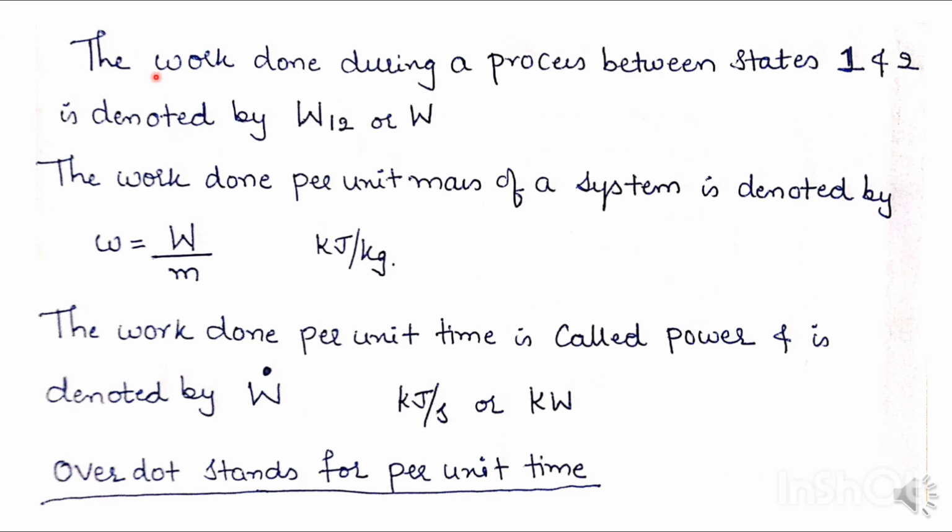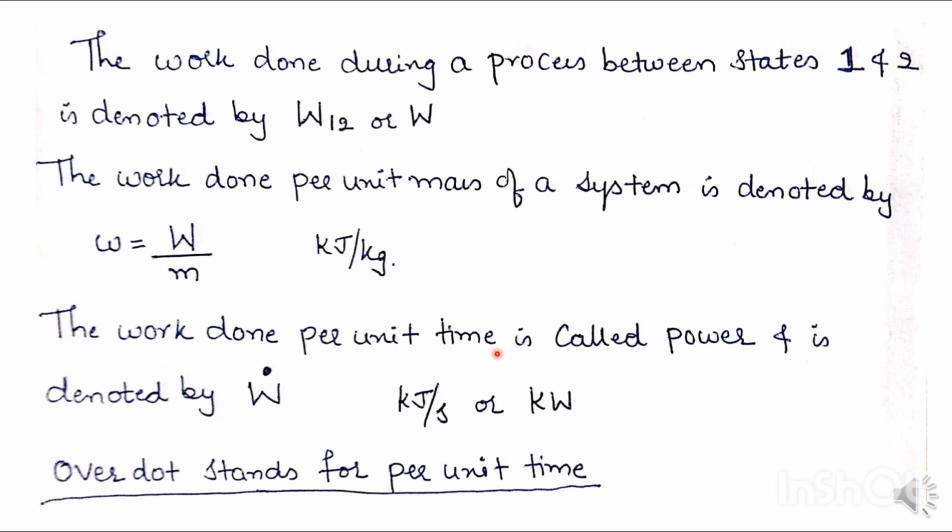Similarly, how we have written for heat transfer, here also we will write for the work done. The work done during a process between states 1 and 2 is denoted by W12 or simply W. The work done per unit mass of a system is denoted by small w, with units of kilojoules per kg. And the work done per unit time is called the power. How much work is done means the rate of work. Rate of work is nothing but power.